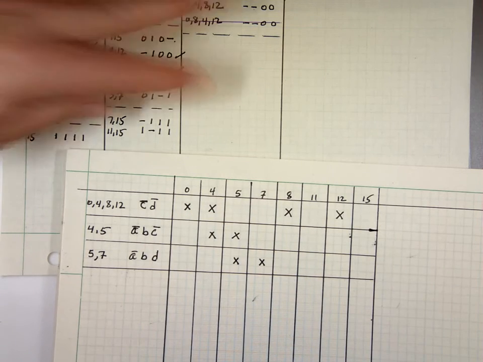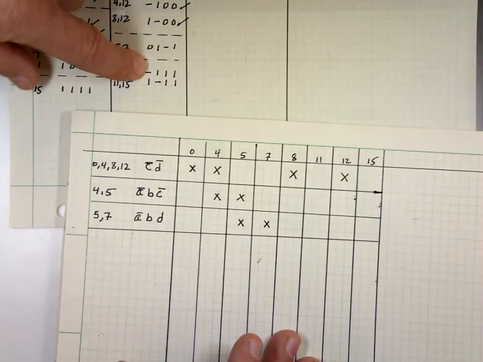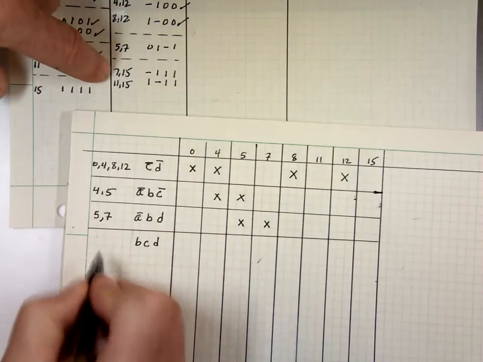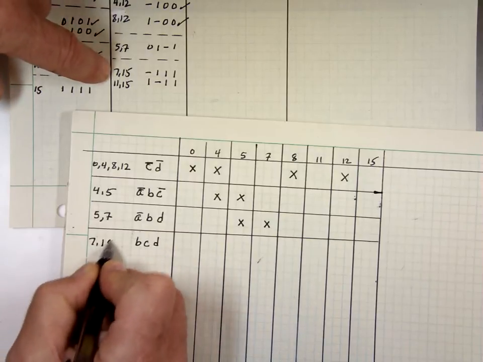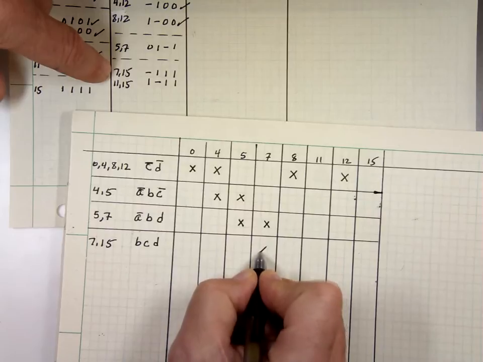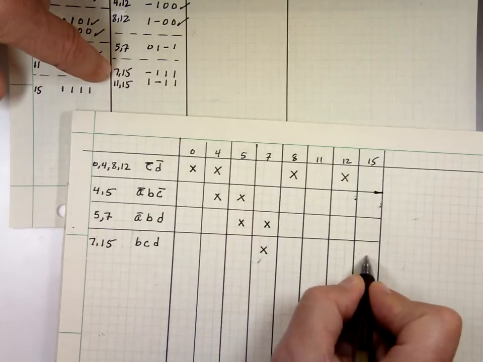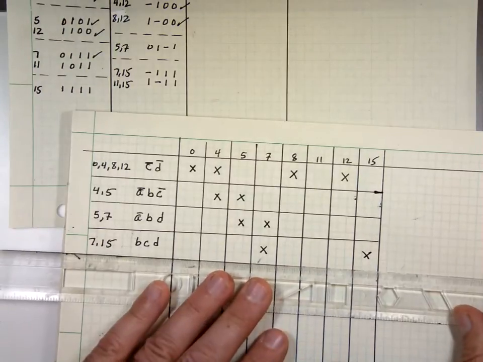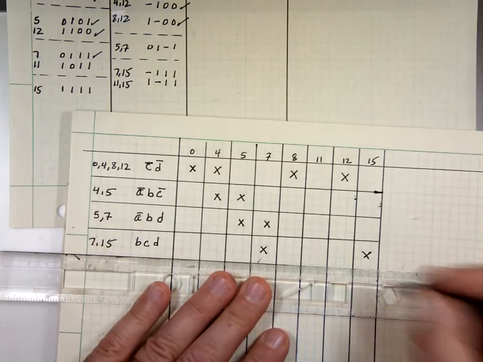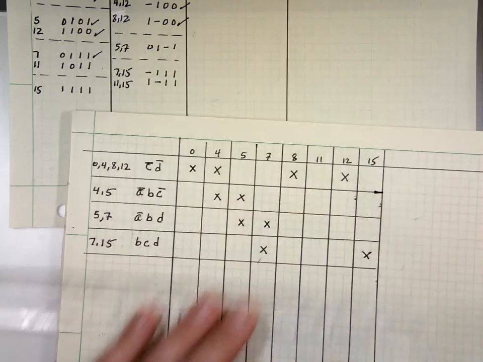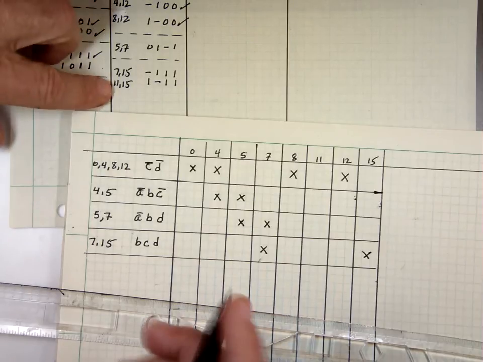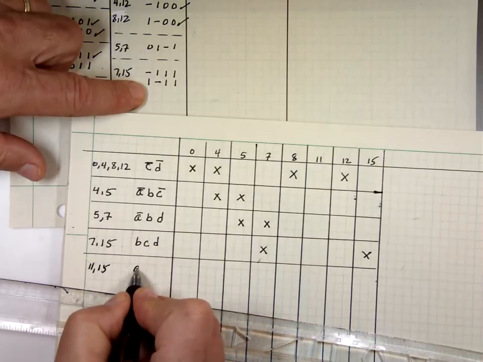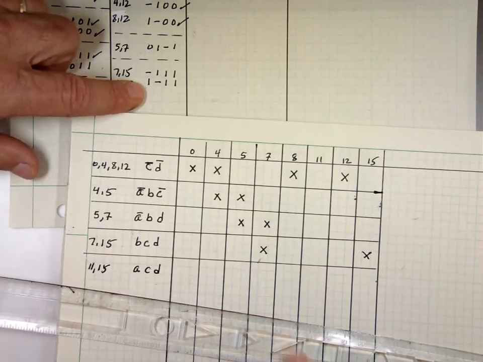The next two right here. A is gone, B, C, and D. And this one's 7 and 15. And the last one, 11 and 15, and that's A, B is gone, C and D, 11 and 15.